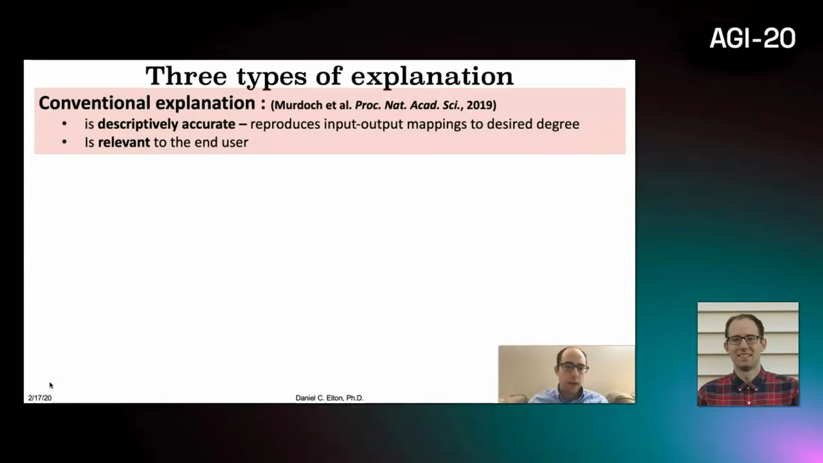First, we have what we might call conventional explanation. And this type of explanation is descriptively accurate in that it reproduces the input-output mappings to some degree. And it is also relevant to the end user. So it provides information which is considered understandable and actionable for whatever use case the model may have.